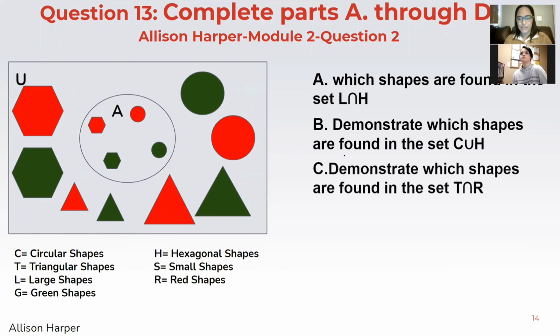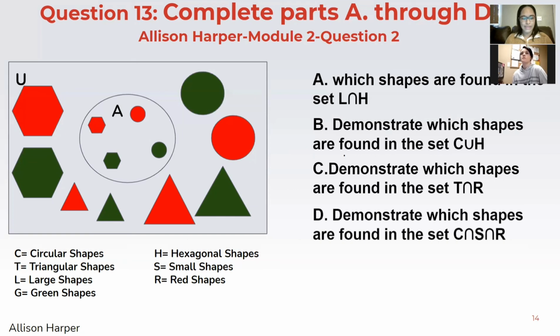Okay, part C, demonstrate which shapes are found in the set T and R, but actually there's supposed to be a little line over RT, which means we're going to exclude that. So we are looking for red shapes that are not triangles here. So our big red circle, our small red circle, our small red hexagon, and our big red hexagon.